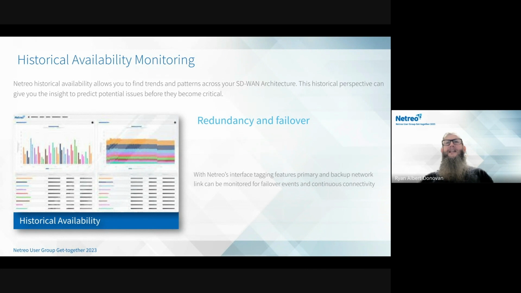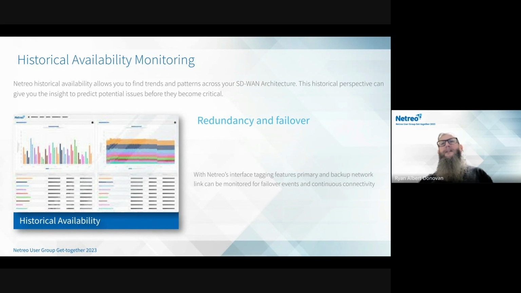Historical availability data is equally vital. By analyzing historical data, you can identify patterns and trends in network availability. This historical perspective allows you to predict potential issues before they become critical. It also helps you determine if specific times of day or week experience more network congestion and evaluate the effectiveness of past changes and optimizations.